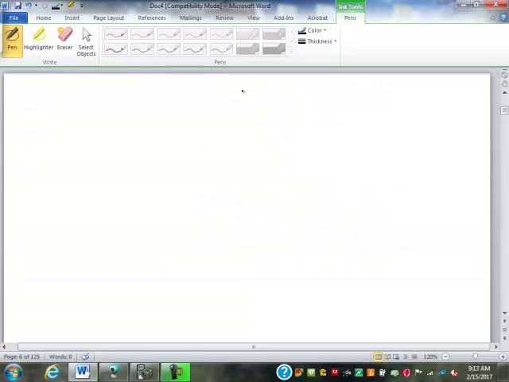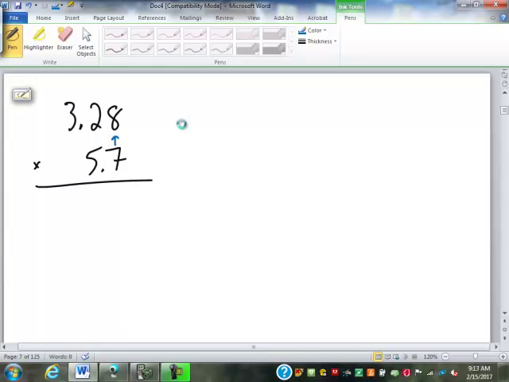Multiplying. Do we have to line up the decimal point? No, we do not. So we're going to take 3.28 times 5.7. We're going to actually completely ignore the decimal point as we multiply. 7 times 8, 56. So 6 carry the 5.